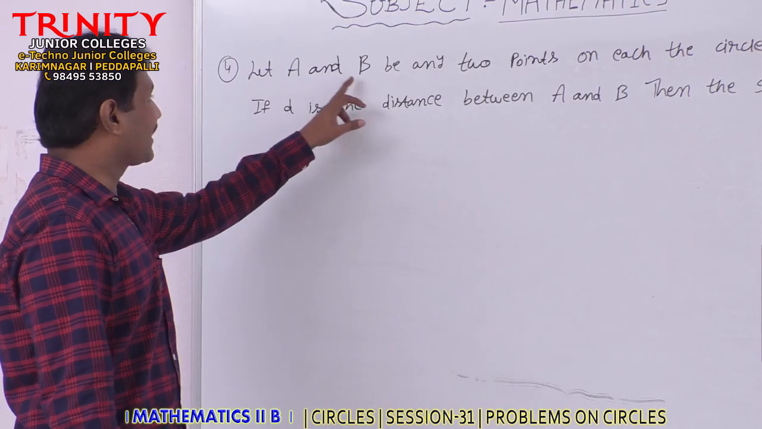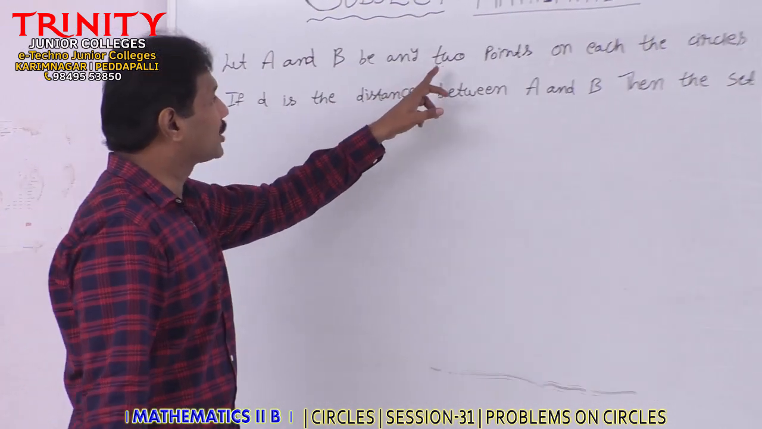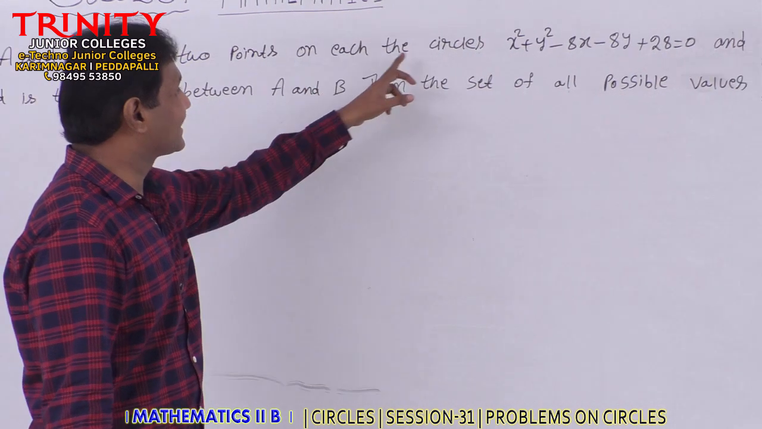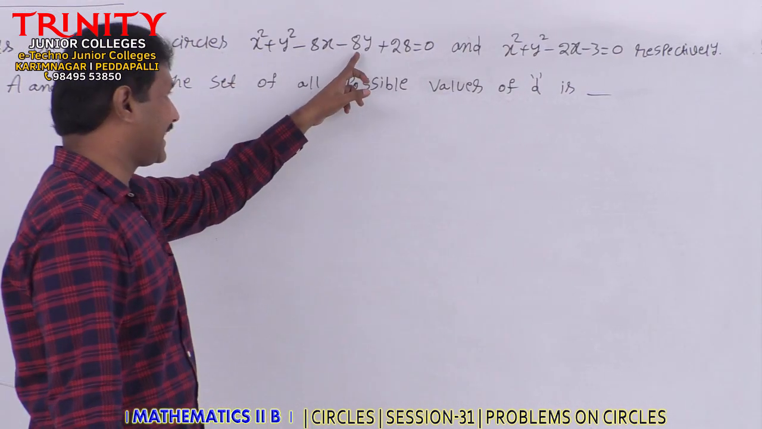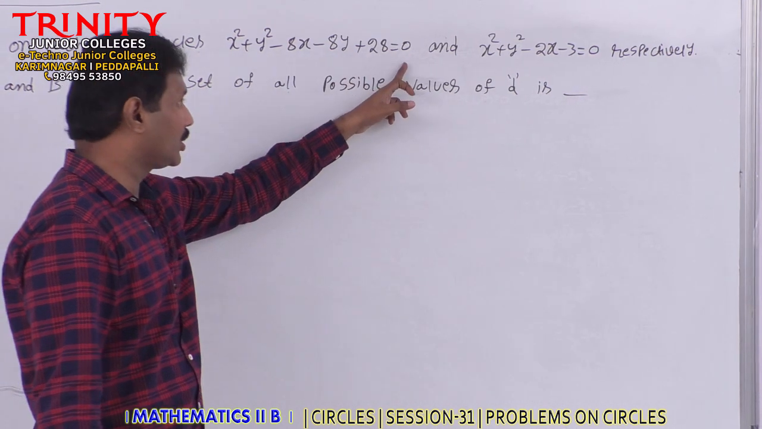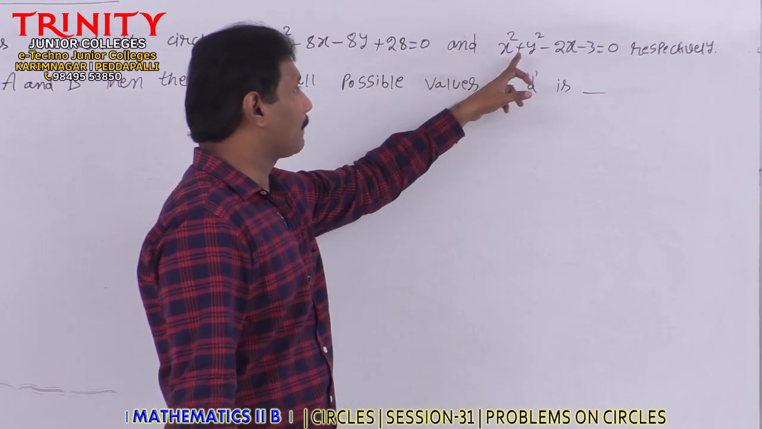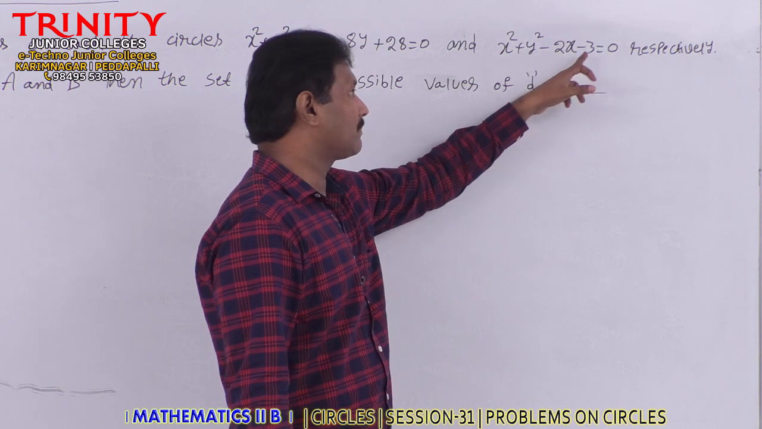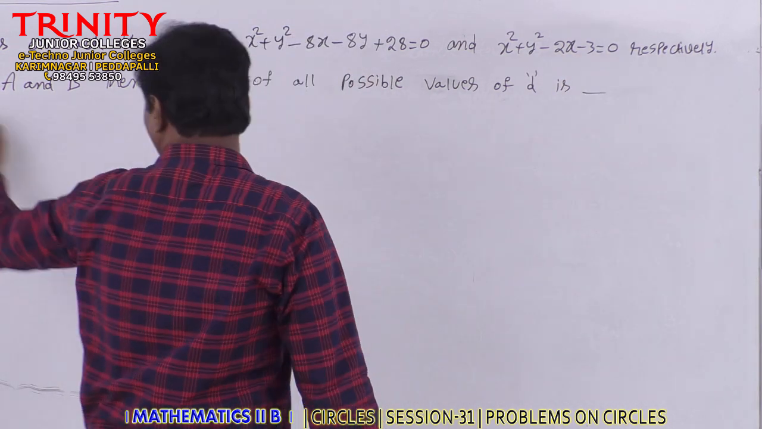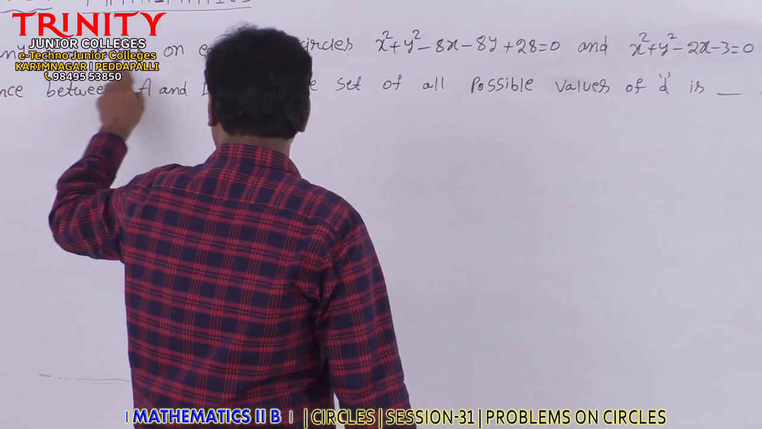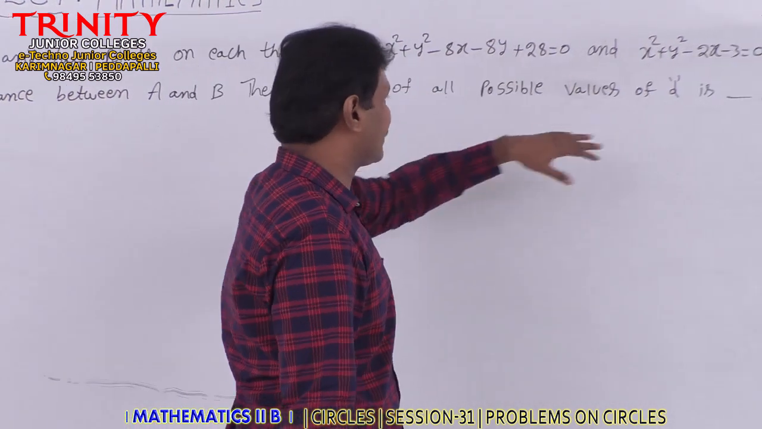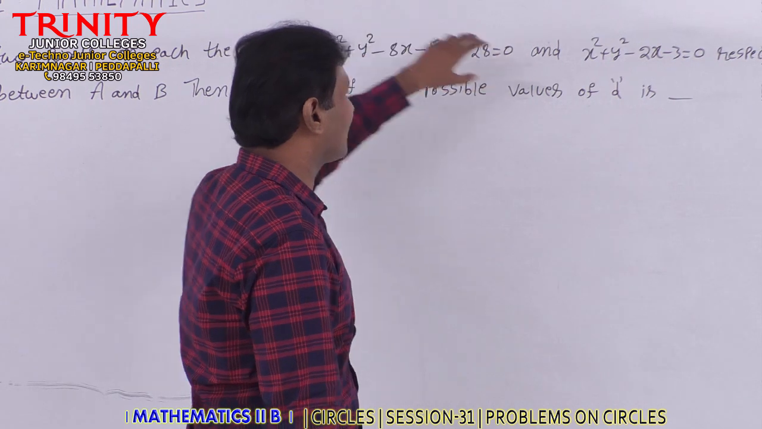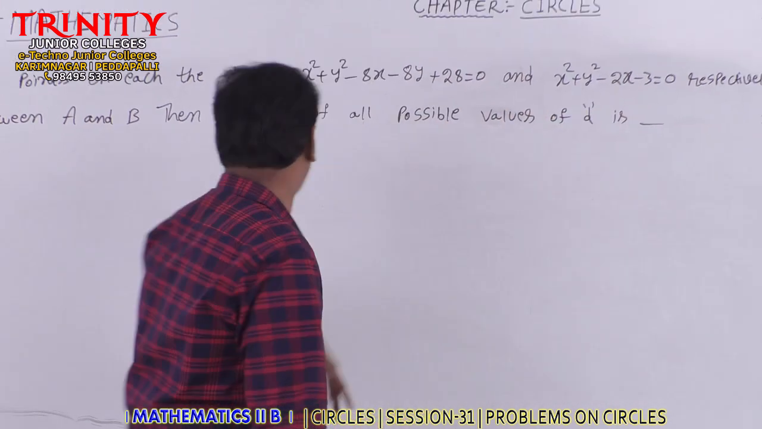Let A and B be any 2 points on each of the circles x square plus y square minus 8x minus 8y plus 28 equal to 0 and x square plus y square minus 2x minus 3 equal to 0. A and B are any 2 points on each of the circles, first circle and second circle. A lies on the first circle, B lies on the second circle respectively.